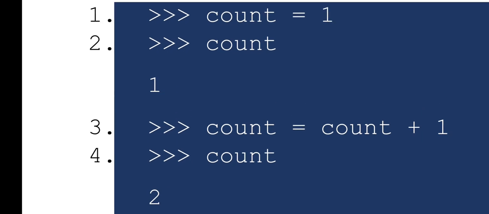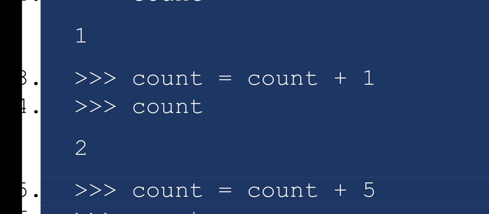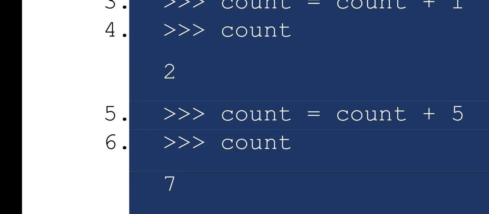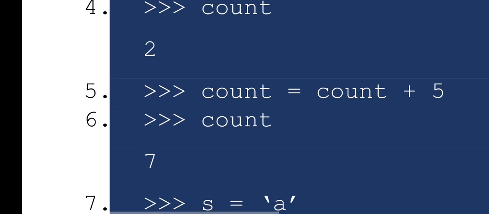It is incremented by 1. Okay, on line 5, count is incremented by 5, and the output on line 6 is 7, because 5 plus 2 is 7.